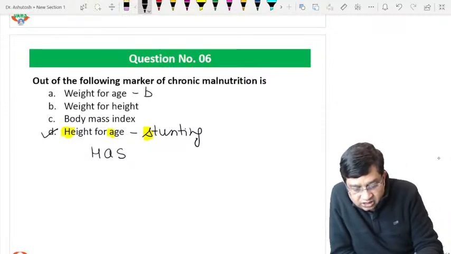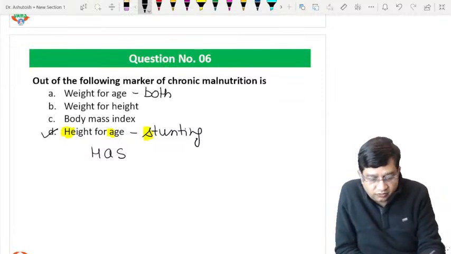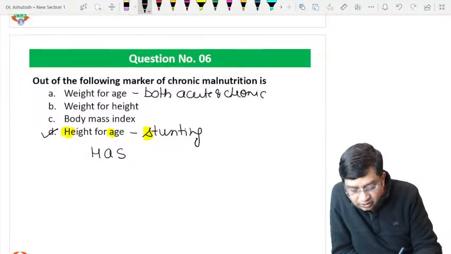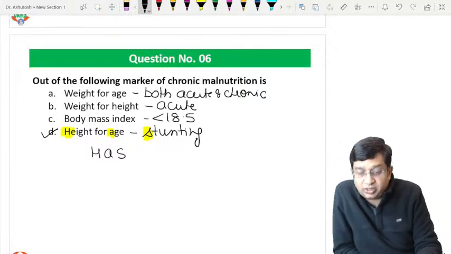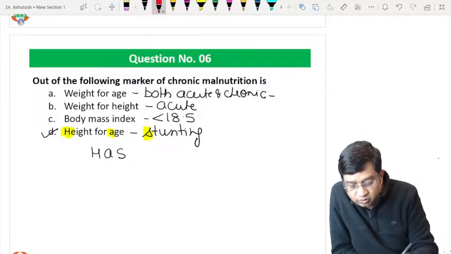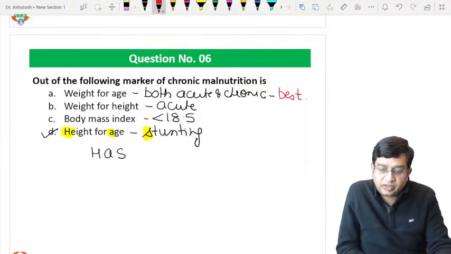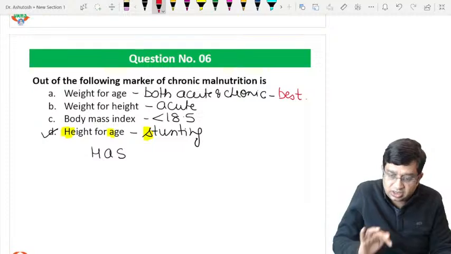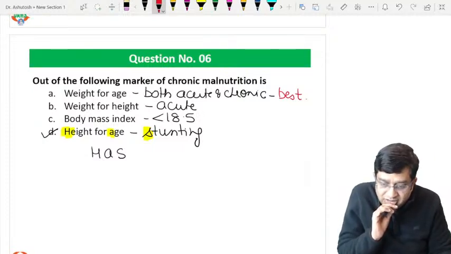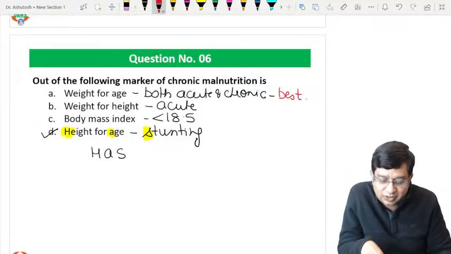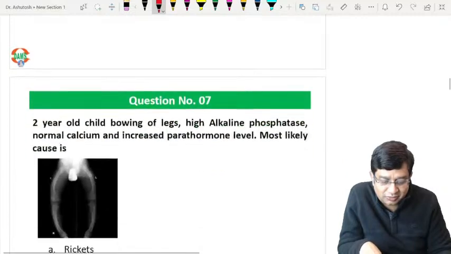वेट फॉर एज, यस, वेरी गुड. वेट फॉर एज दोनों का मार्कर होता है, बोथ एक्यूट एंड क्रॉनिक मैलन्यूट्रिशन. वेट फॉर हाइट सिर्फ एक्यूट मैलन्यूट्रिशन होता है. एंड बॉडी मास इंडेक्स इज लेस देन 18.5. और बेस्ट मार्कर जो मैलन्यूट्रिशन का है दैट इज पर्टिकुलरली वेट फॉर एज. वेरी गुड अंकिता, बस करेक्ट ही आंसर याद रखना है, बाकी तो गलत हो जाए उससे हमें कोई चिंता नहीं करनी है.